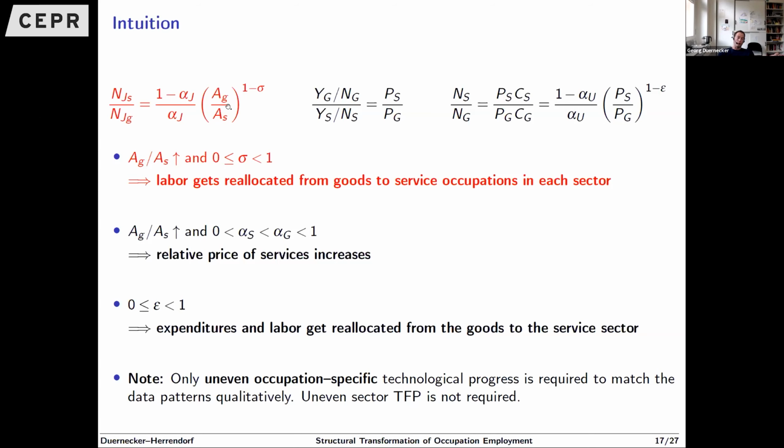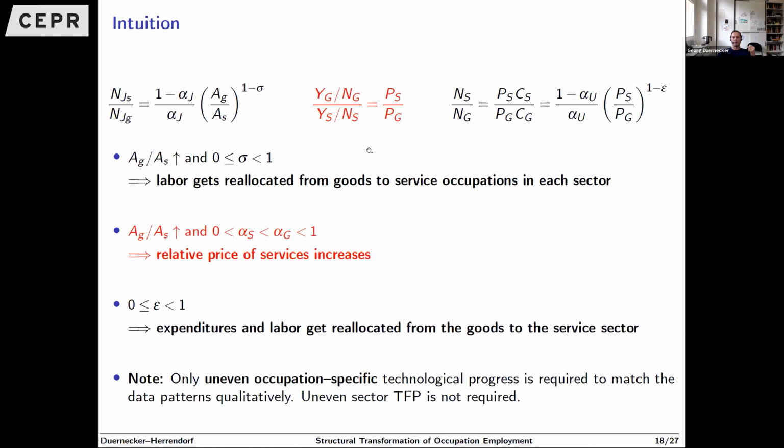So when goods occupations experience faster technological progress than service occupations, and both occupations are complements, so sigma is between 0 and 1, then this expression tells us that labor is reallocated from goods to service occupations in each sector. Then at the same time, since the goods sector uses goods occupations more intensively and goods occupations experience faster technological progress, this leads to labor productivity growth being faster in the goods producing sector.